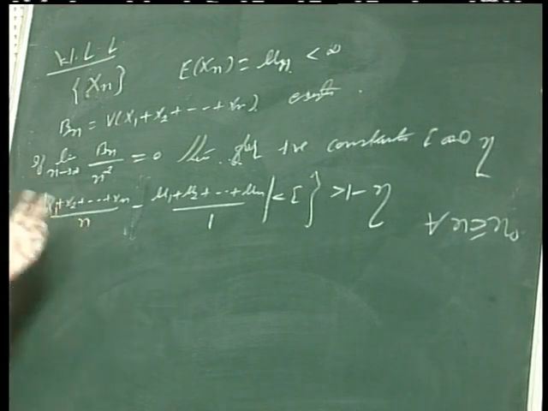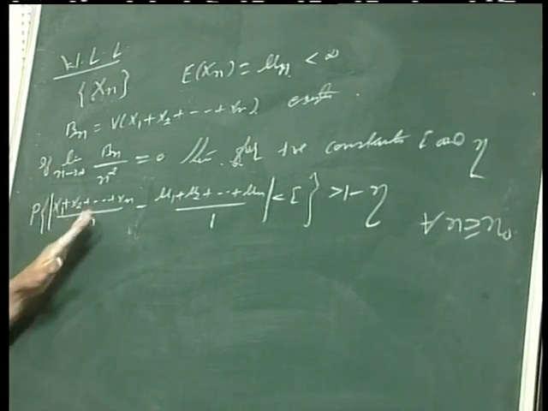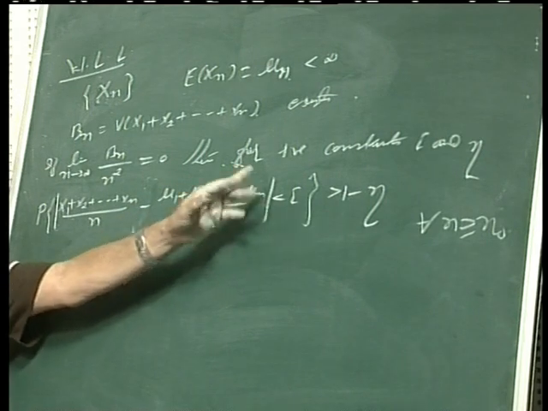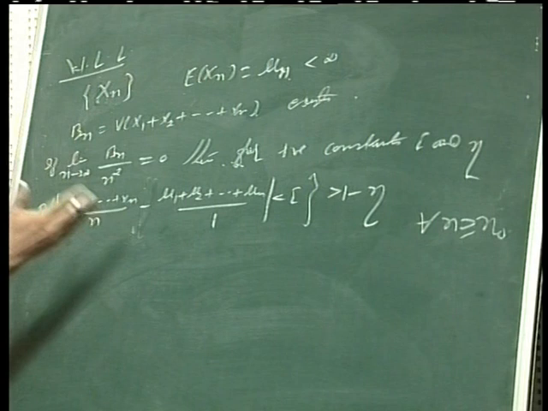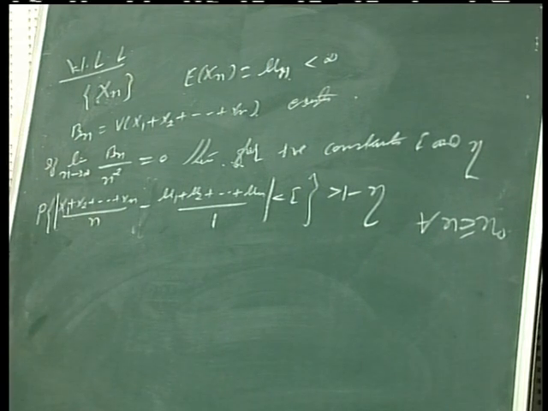So after certain number of terms, probability of this is less than epsilon, this type of probability is always greater than 1 minus eta, where epsilon and eta are very small quantities. So this is the main statement of weak law of large numbers. We don't go into the proof of this weak law of large numbers. But when can we apply this weak law of large numbers? That is the main problem.